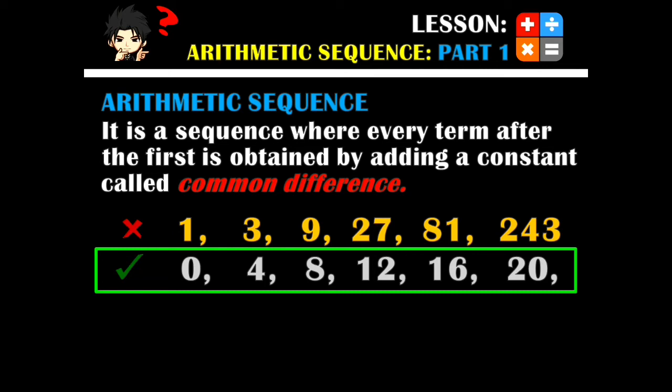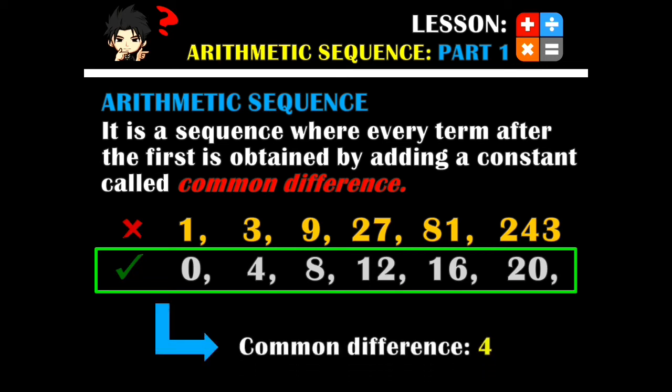Why? Because in the second example, to get the next number, we are adding a constant which is 4 to the previous number. 0 plus 4 is 4. 4 plus 4 is 8. 8 plus 4 is 12. 12 plus 4 is 16. 16 plus 4 is 20. Unlike the first example, instead of adding a constant, we are multiplying a constant. So in this given arithmetic sequence, obviously, our common difference is 4.